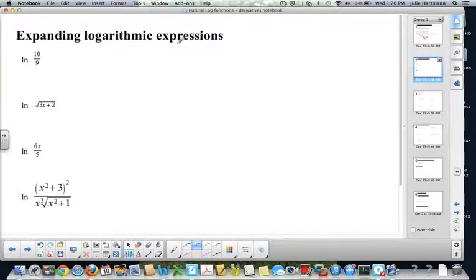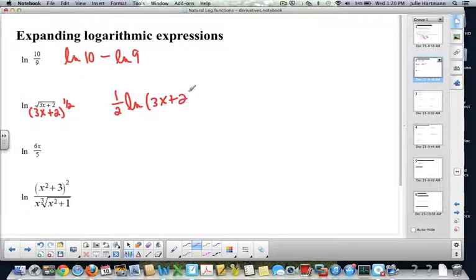Alright, so expanding logarithmic expressions. Something like ln of 10 over 9, you can rewrite that as ln of 10 minus ln of 9. When it's something like the square root, 3x plus 2 to the 1/2 power, you can write it as 1/2 ln of 3x plus 2. ln of 6x over 5, you can do ln of 6x minus ln of 5. You can also split this up if you want, ln of 6 plus ln of x minus ln of 5.